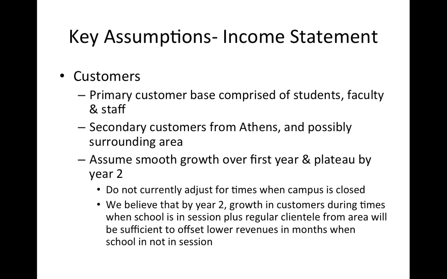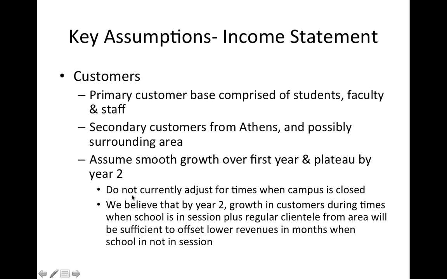Talk about the income statement first. Key assumptions. Again, the primary customer base is comprised of students, faculty, and staff. Secondary from Athens. We assume a smooth growth over the first year in the number of customers, pretty much starting out with none and growing up to an amount by the end of year one. And then that customer count plateaus in year two, and we keep the customer count the same for the remaining 10 years.